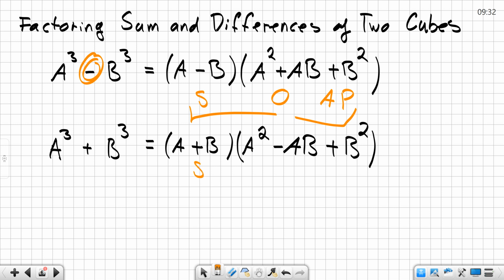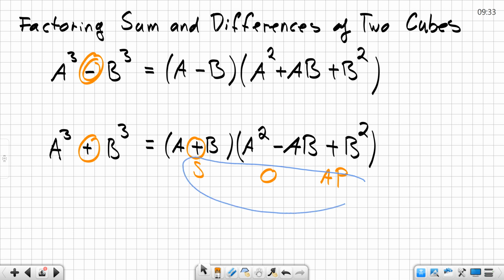The same sign, always the opposite of this sign, which is negative, and always positive is the last one. So these are two formulas that look very similar at first, but if you just remember SOAP, then practice this a couple of times, then you will not mix those ones up.